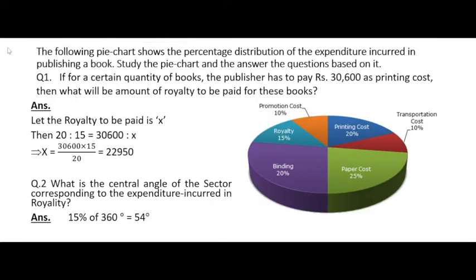Let's study this pie chart. The following pie chart shows the percentage distribution of the expenditure incurred in publishing a particular book. Study the pie chart and answer the question based on it.